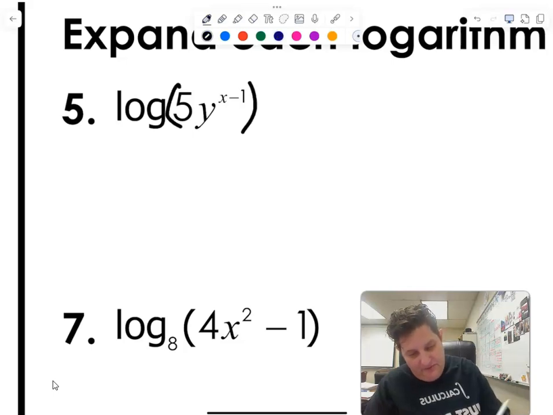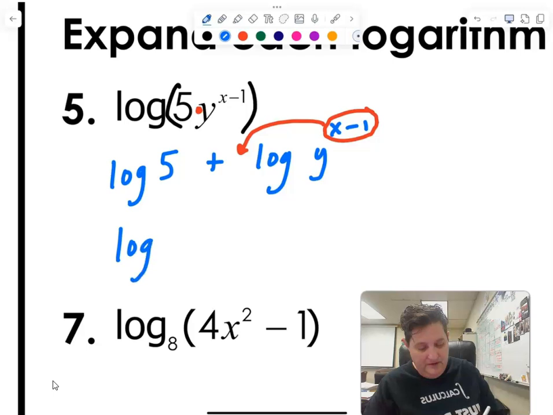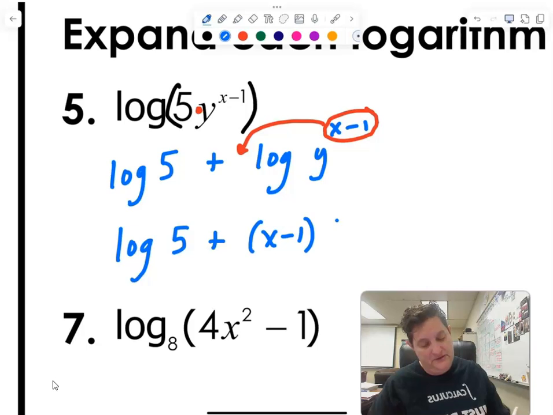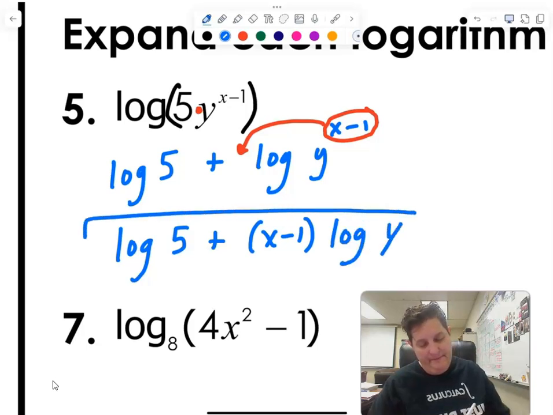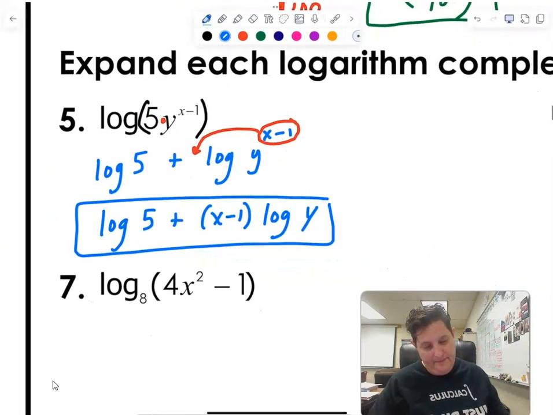I would have written this with parentheses right there. I feel like it's a little more clear. With that being times, I would separate it to log 5 plus log y to the x minus 1. And then we're doing the opposite, so any exponent actually comes down the front. So it's going to be log 5 plus, and I do need to probably put that in parentheses, (x minus 1) log y. And that's fully expanded.